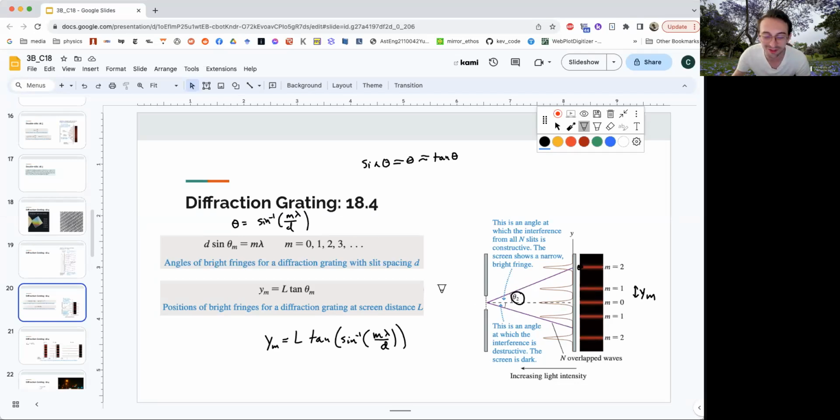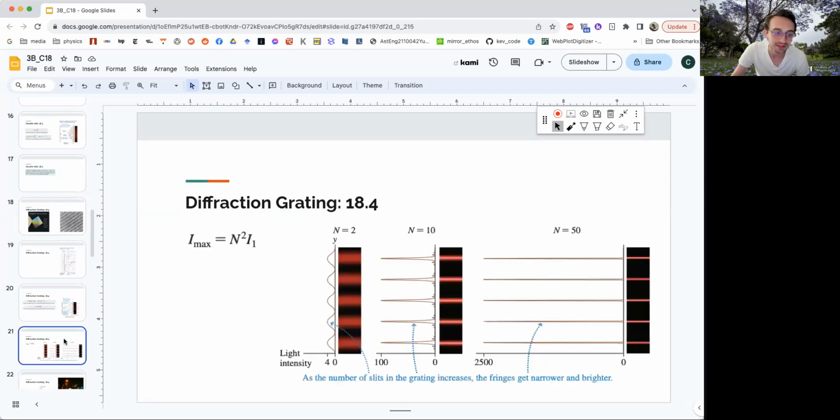Okay, so I've said a lot of words, but we've got to say a few more things about diffraction gratings. So they're almost exactly the same as double slits, but of course we have more openings, right? So that has to do something. It doesn't change the position of the bright and dark spots, it turns out. It leaves the position the same. But what it does change is how narrow and how bright those spots are.